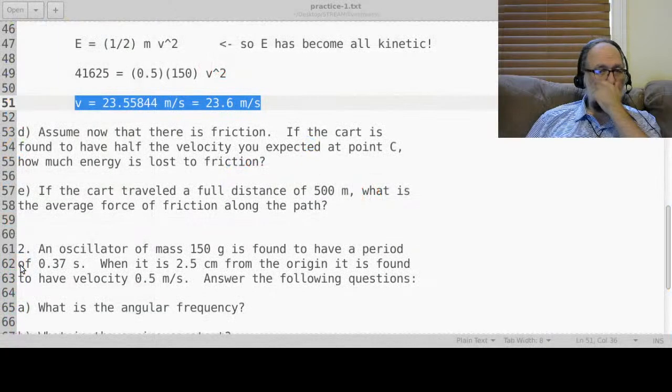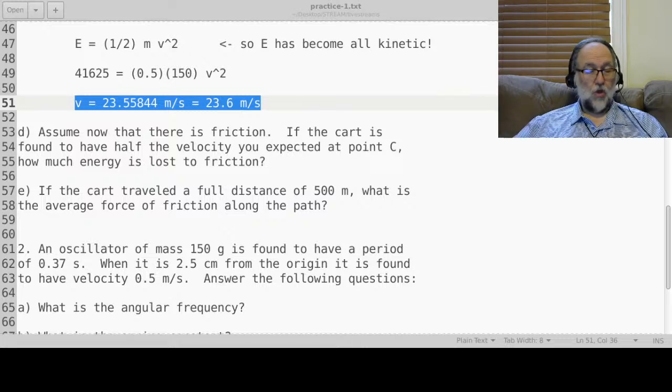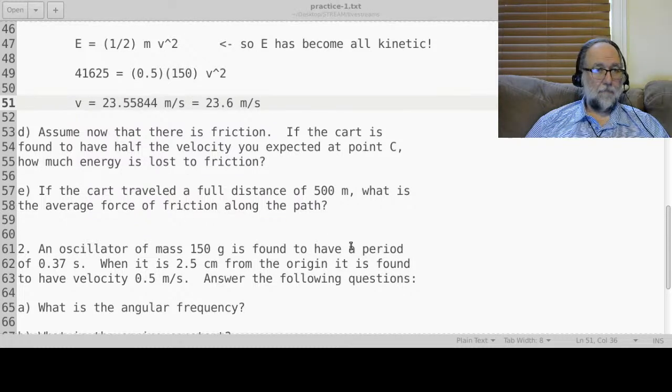Okay, and how does that work? Well, the energy is all kinetic, although there's less of it. So we could still use that the total energy at the end is E equals 1/2 mv squared. There's no mgh because it's at ground level, and there's no 1/2 kx squared because the spring is totally out of the picture by this point. Okay, and so let me get that.